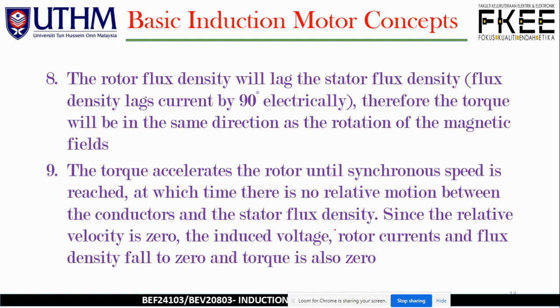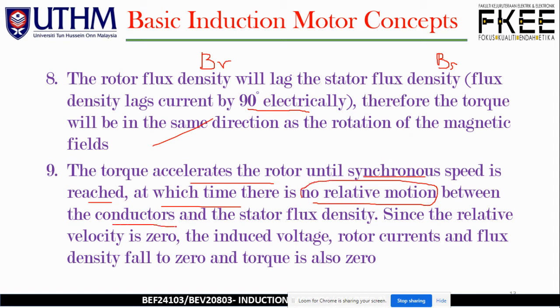Then the rotor flux density, BR, will lag the stator flux density, BS, lagging current by 90 degrees electrically. Therefore, the torque will be in the same direction as the rotation of the magnetic field. The torque then accelerates the rotor until synchronous speed is reached, at which time there is no relative motion between the conductors and the stator flux density. Since the relative velocity is zero, the induced voltage, the rotor currents, and the flux density fall to zero, and torque is zero as well.